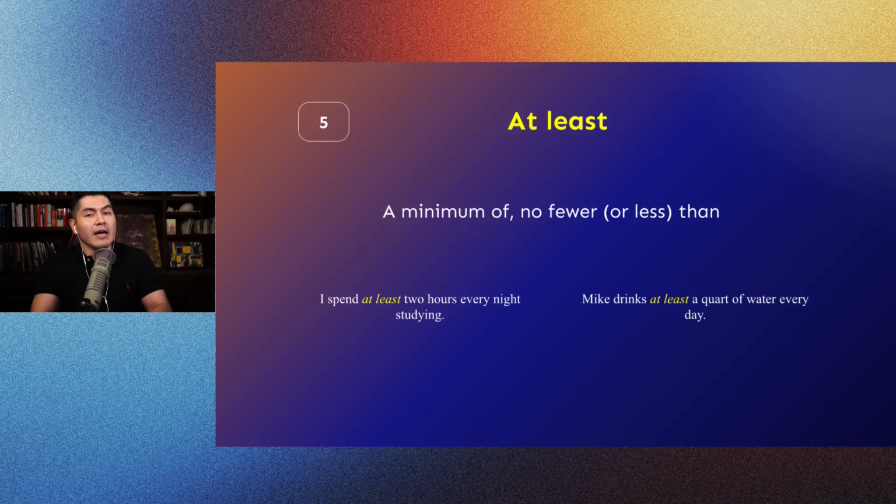All right, number 5, at least. It means a minimum of, no fewer or less than. I spend at least 2 hours every night studying. So if you're learning business English, you should spend at least, my recommendation is at least 1 hour a day, 5 times a week. So Monday through Friday.